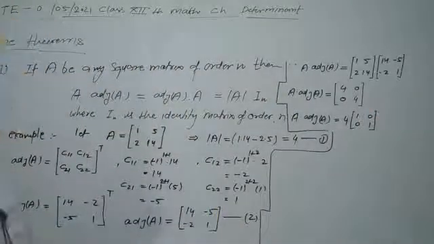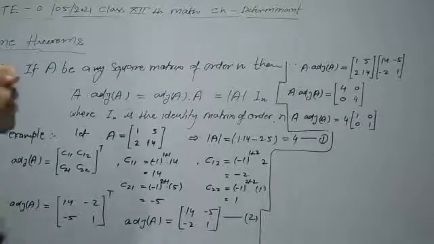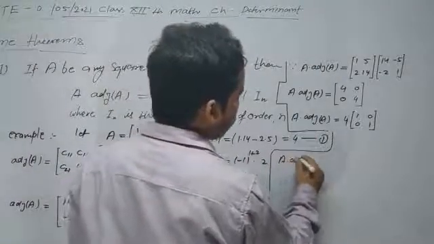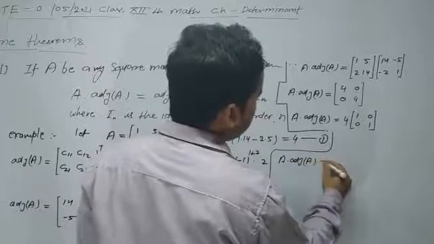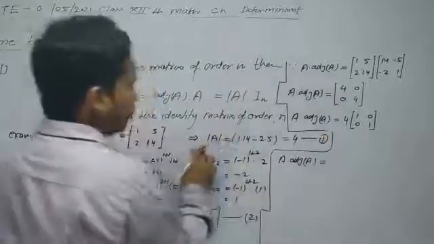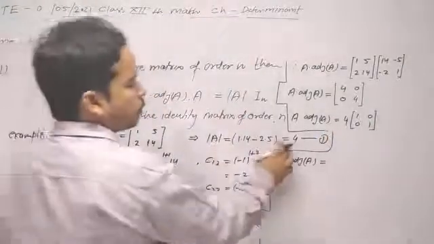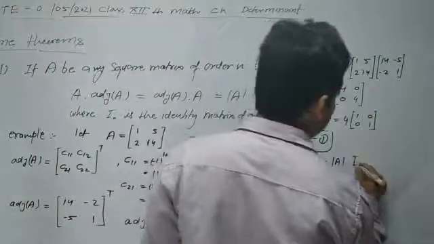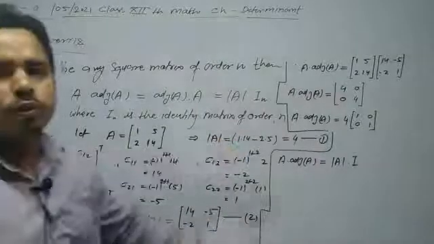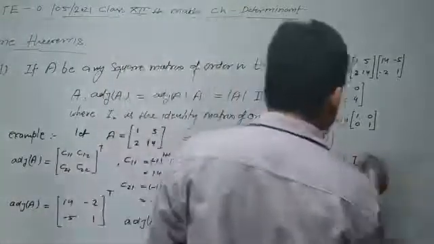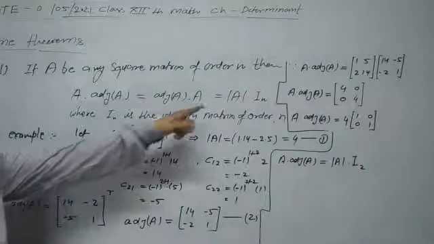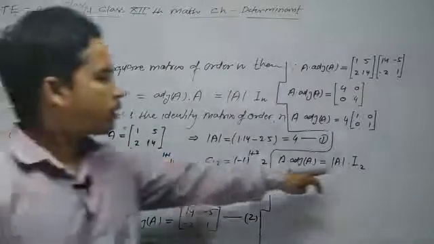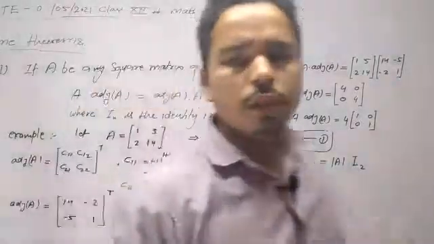So A into adjoint of A is equal to 4. What is 4? From equation 1, the determinant of A is 4. So the result is determinant of A into I, where I means I2, the identity matrix of order 2. So this is the proof. This is the given matrix of order 2 cross 2, and I2 is the identity matrix of order 2 cross 2.